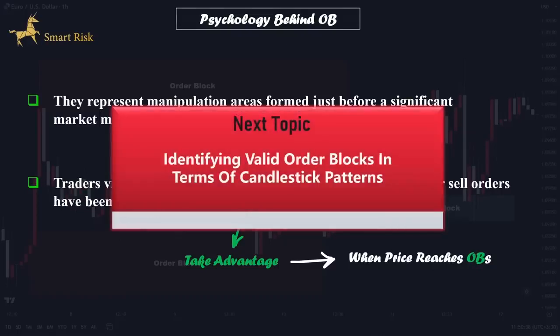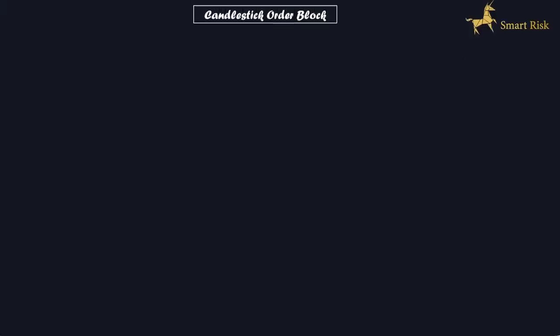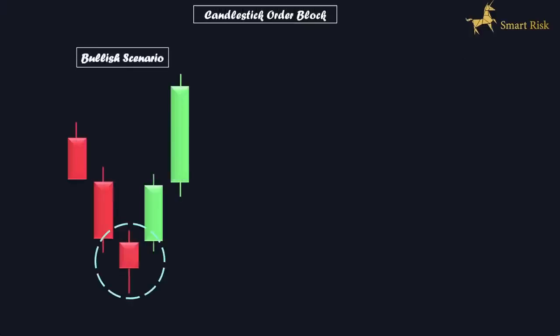Now let's proceed to the next topic and discuss how to identify a valid order block in terms of candlestick patterns and see the various scenarios that we might encounter in identifying candlestick-based order blocks on the chart. In a bullish scenario, a candlestick-based order block refers to the last selling candle before the price starts pushing upward drastically. This candle typically breaks below or effectively sweeps the liquidity of the lowest point of the previous candle. For example, in the bullish diagram, we identify this red candle as a valid order block. It serves as the last bearish candle before the price initiates a drastic upward movement, having taken out the lowest point of the previous bearish candle and effectively swept its liquidity.